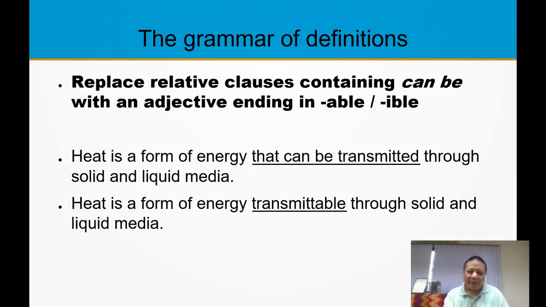Also replace relative clauses containing can be with an adjective ending in able or ible, because able and ible mean can be. So, heat is a form of energy that can be transmitted through solid and liquid media. You can say, heat is a form of energy transmittable through solid and liquid media. So, that can be transmitted, that really wordy phrase can be replaced with the shorter word transmittable.